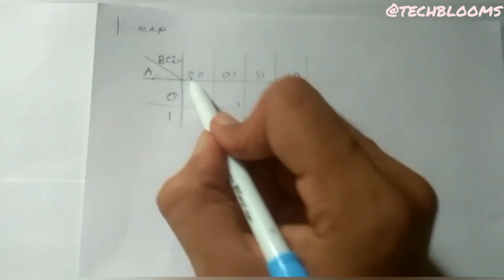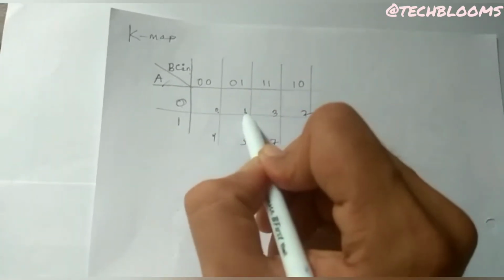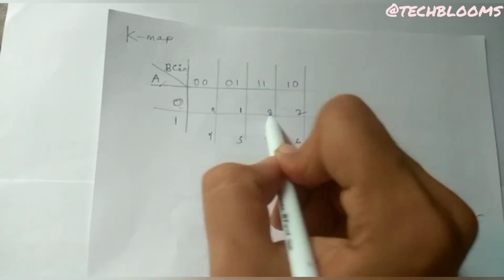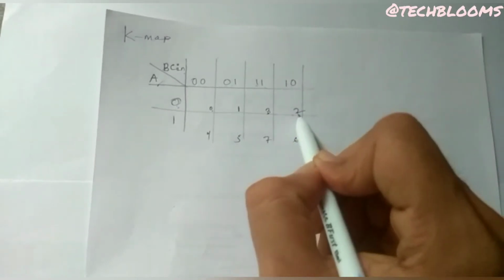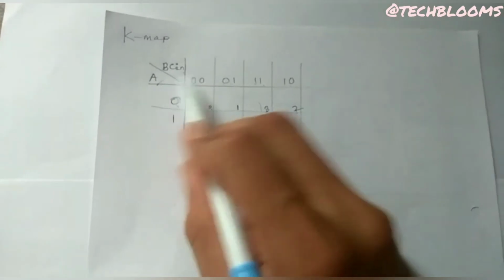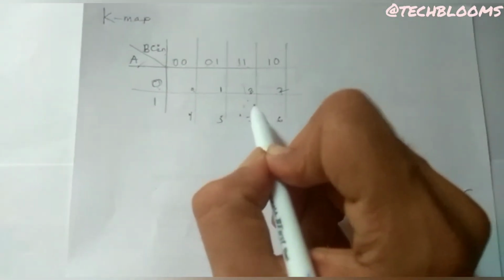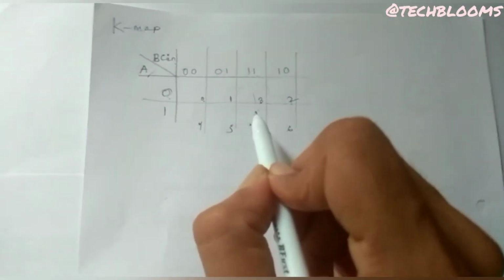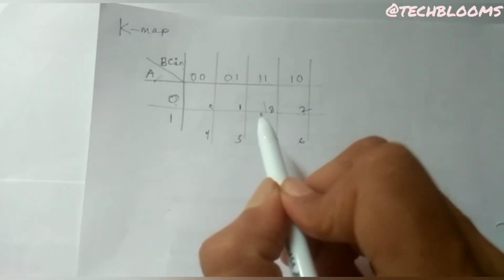For 0, 0, 0 it is 0, and 0, 0, 1 is 1, and 0, 1, 1 is 3, and 0, 1, 0 is 2. Similarly, when A, B, C are all 1, that is 7. For that purpose, we are writing in this order. Since we are doing SOP, we will only write the min terms, those that are 1.